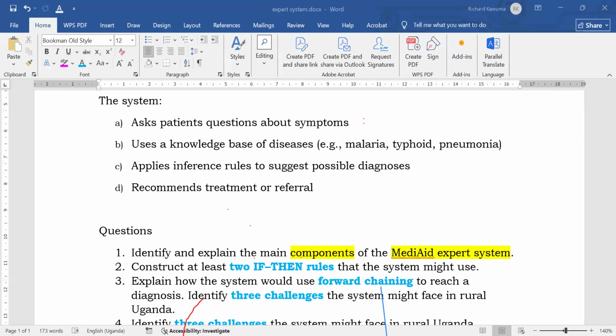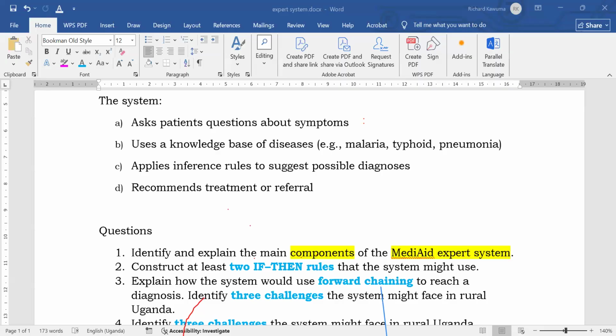Now, 2-3 months later on, it is discovered that this system is giving wrong diagnosis. I'm giving another case scenario now, based on what we have seen today. So if 2-3 months after it is discovered that this Med-Aid is giving a wrong diagnosis, now my question is, which component is most likely to be responsible for this and why? Which component is most likely to be responsible and why?